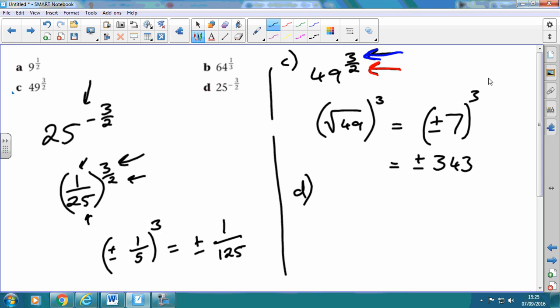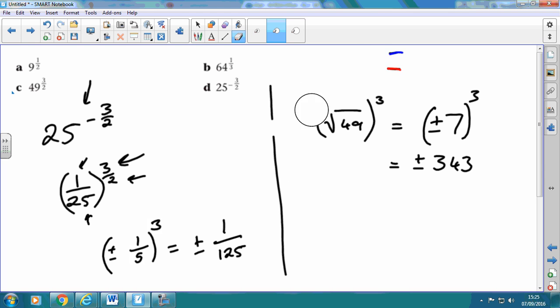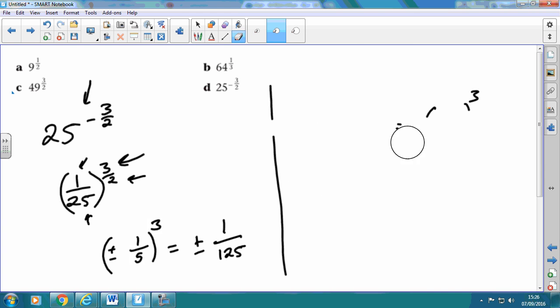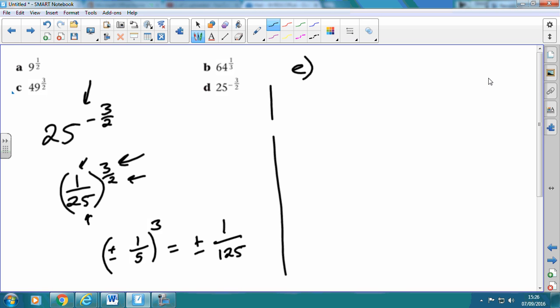Now, for the sake of further explanation, which I think this could probably do with, let's answer another question. Let's stick question E on the end for your notes. Let's make it a little bit trickier: 64 over 27 to the power of minus 2/3.